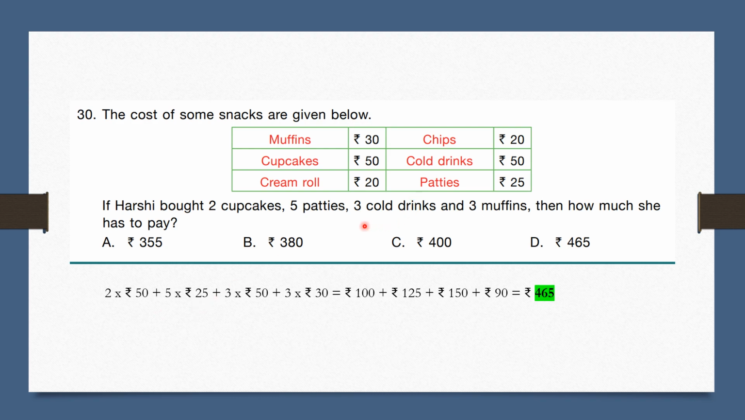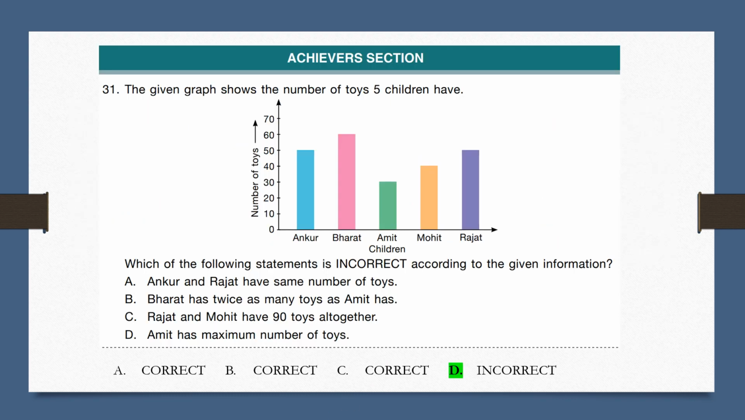Then next is 3 cold drinks. So each cold drink is rupees 50. So 3 times 50. Then 3 muffins. Muffin cost is rupees 30. So 3 times 30. So now let's add everything. 2 times 50 is 100, 5 times 25 is 125, 3 times 50 is 150 and 3 times 30 is 90. So total is 465. So our answer is option D, 465.